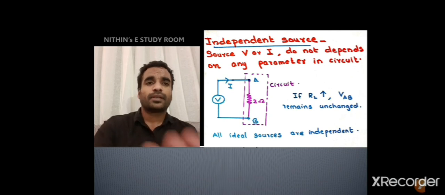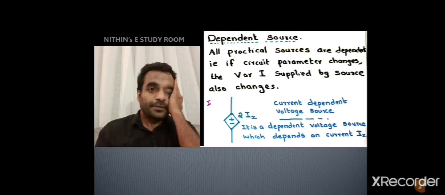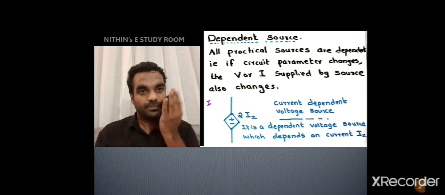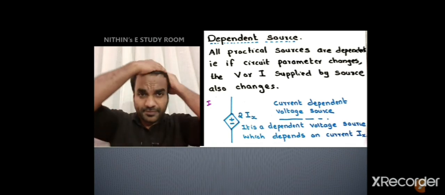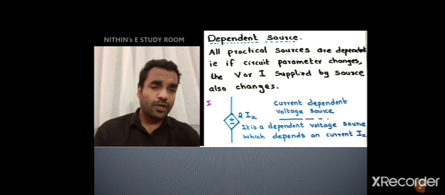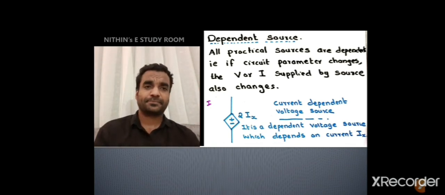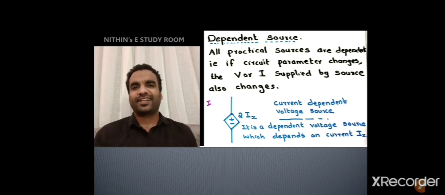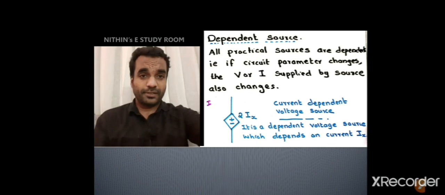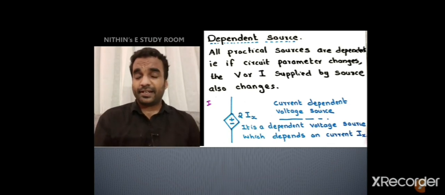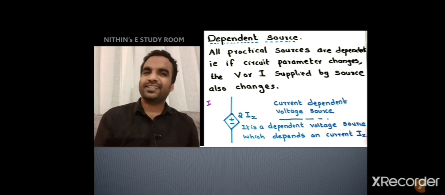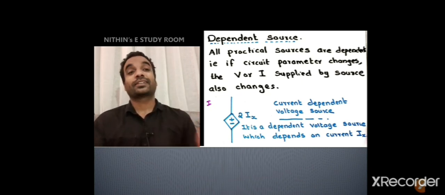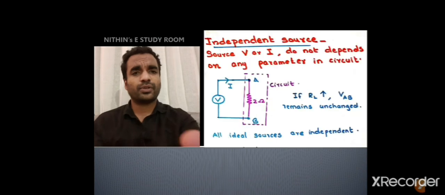Okay. Now dependent sources. So it is very clear. In the last case, what I have said is that all the ideal sources are independent sources. So it is very clear that all practical sources are dependent, and it is shown here.